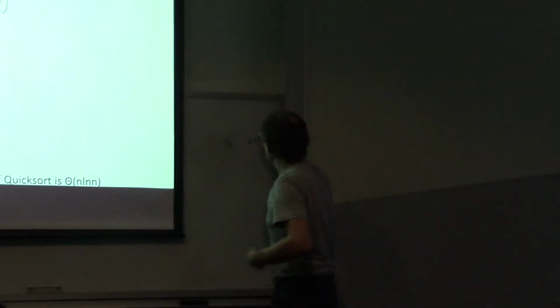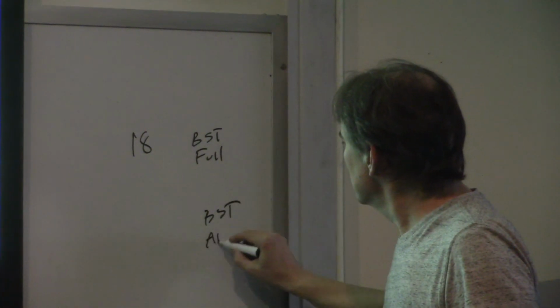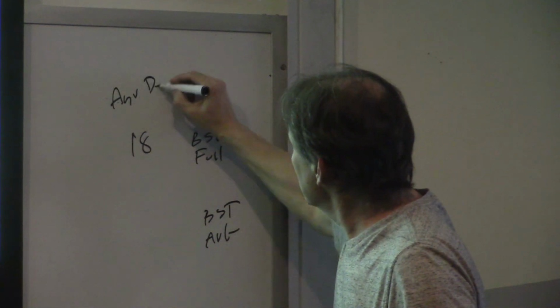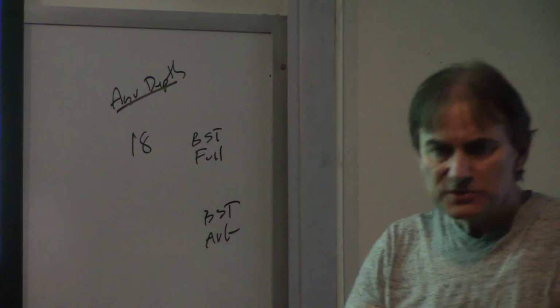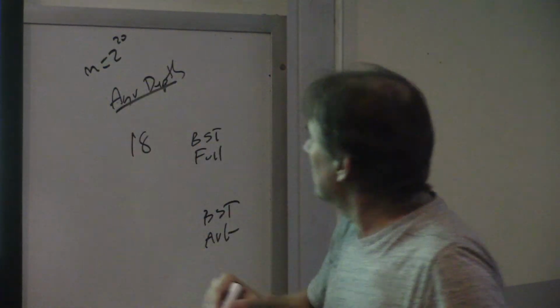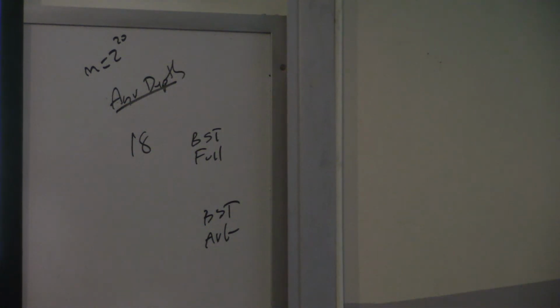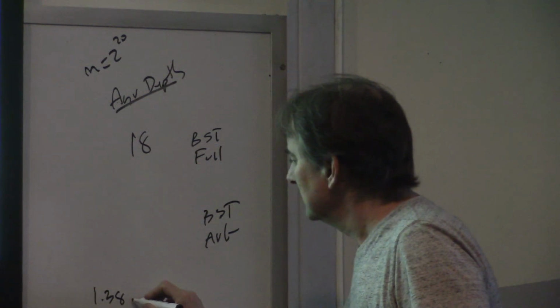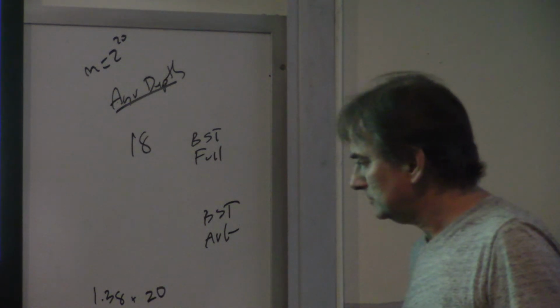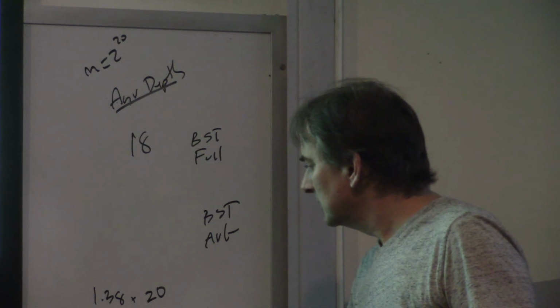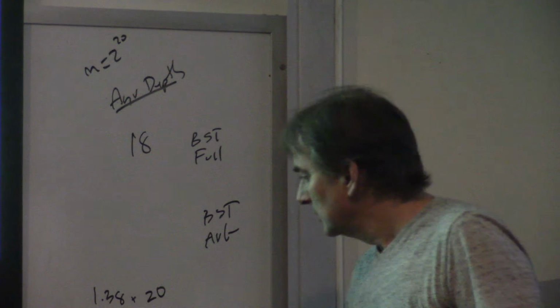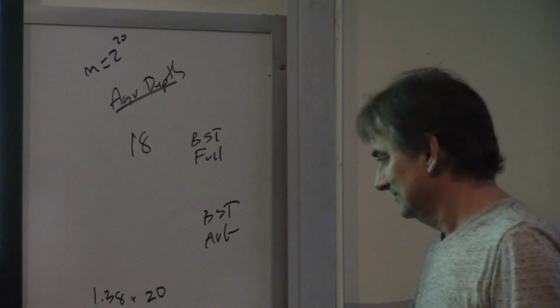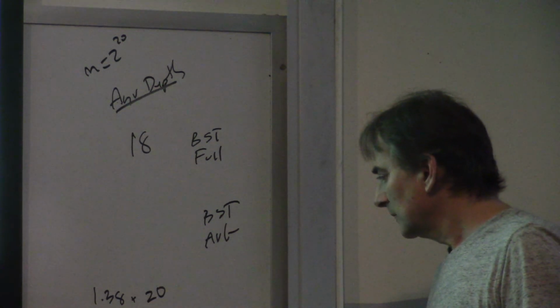This is BST full, right? And now we're going to look at BST average. This is the average depth. So let's compute this, where n, again, is equal to 2 to the 20th power. We have 1.38 times lg n. What's lg n? 20. So it's going to be 1.38 times 20. Now, I don't know how much that is, but I do know that 1.38 times 10 is 13.8, and then times 2 is going to be 27.6.